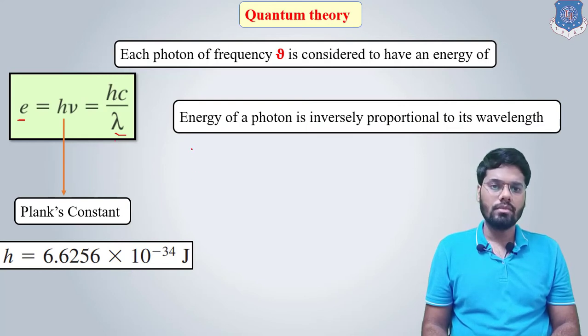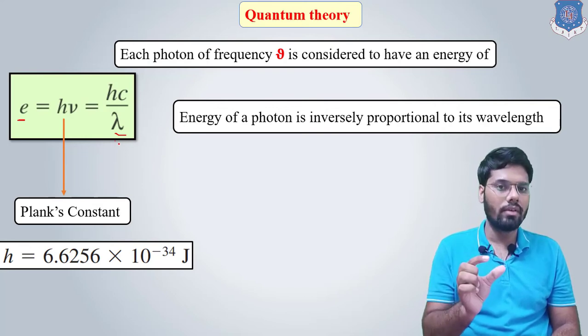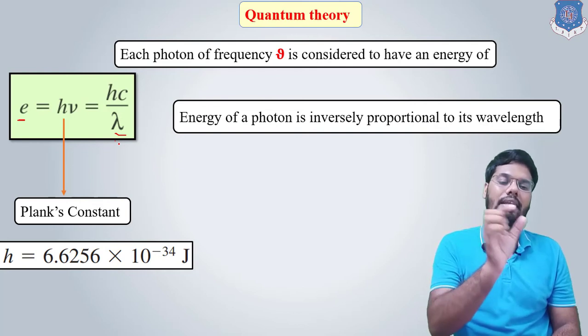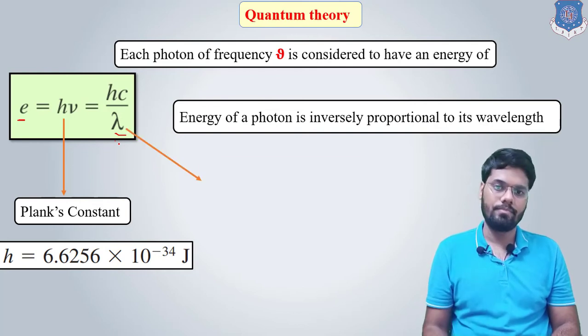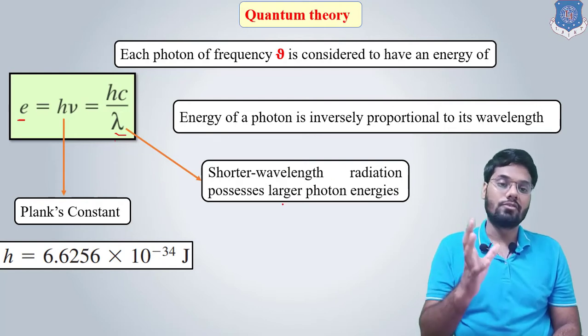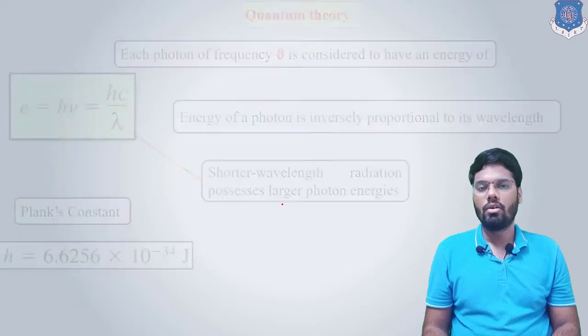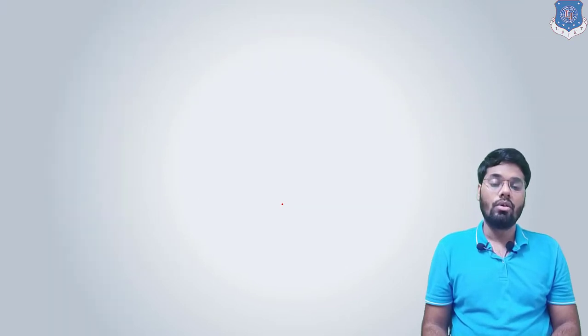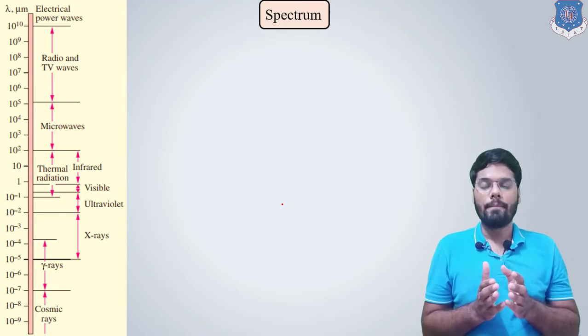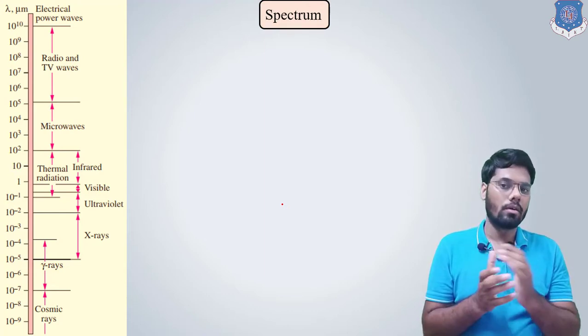So the energy of the photon, small e, is inversely proportional to the wavelength. So the smaller the wavelength, the higher the energy. The higher the wavelength, the smaller the energy that the electromagnetic wave contains. For shorter wavelength, the radiation possesses large photon energy. Okay. So based on the wavelength of the electromagnetic wave, it is classified into a number of waves.